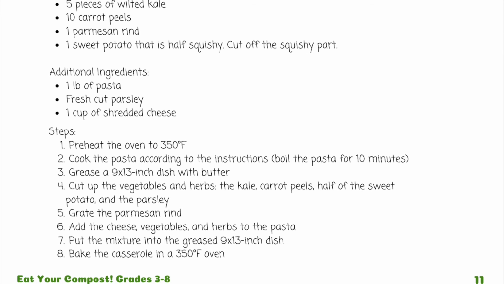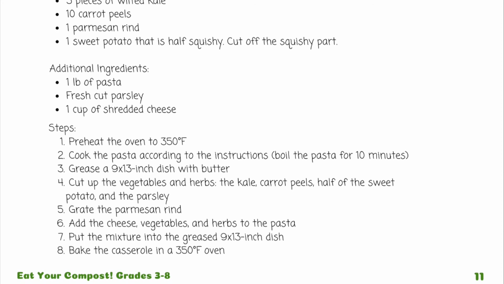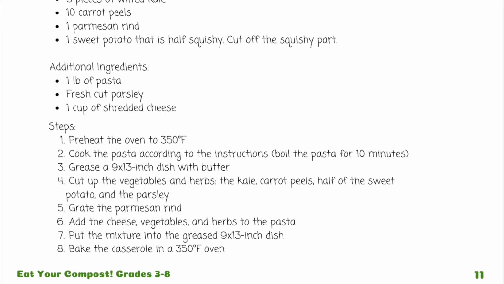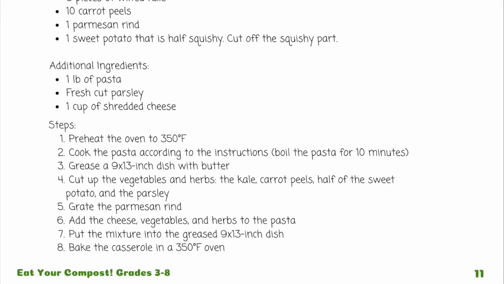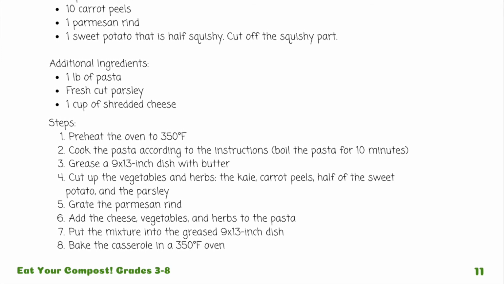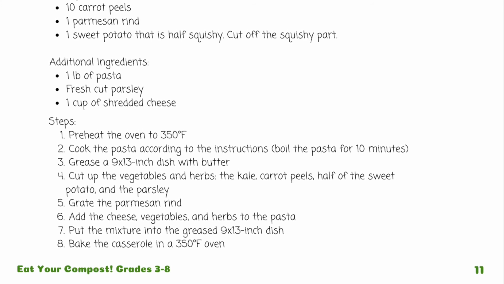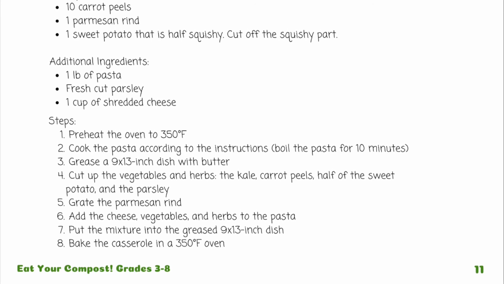6. Add the cheese, vegetables, and herbs to the pasta. 7. Put the mixture into the greased 9 by 13 inch dish. 8. Bake the casserole in a 350 degree Fahrenheit oven.